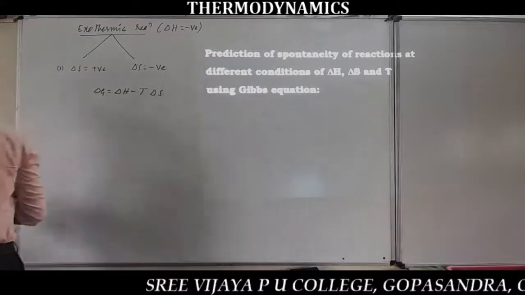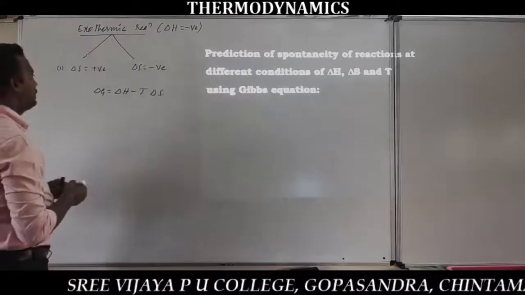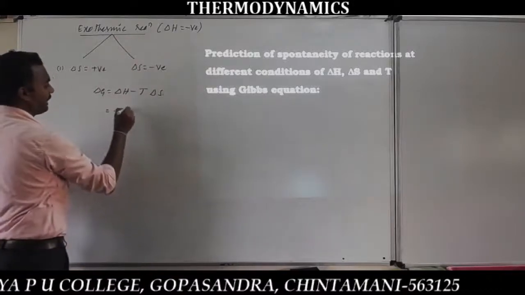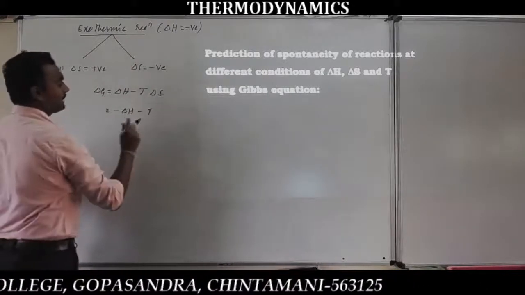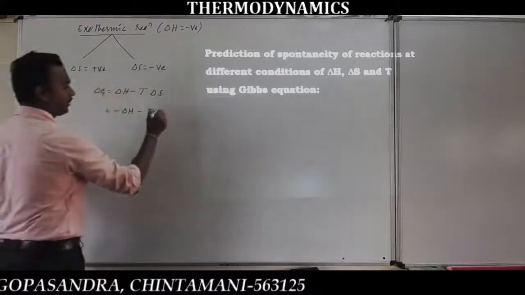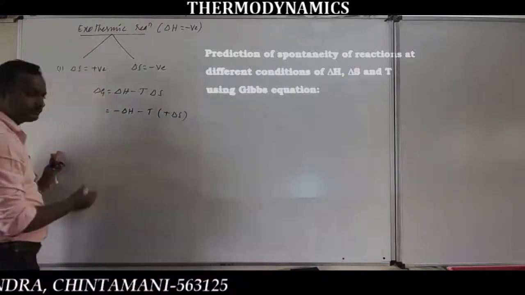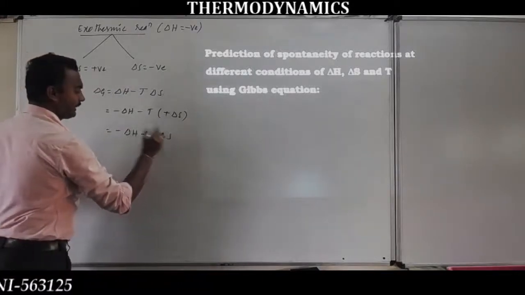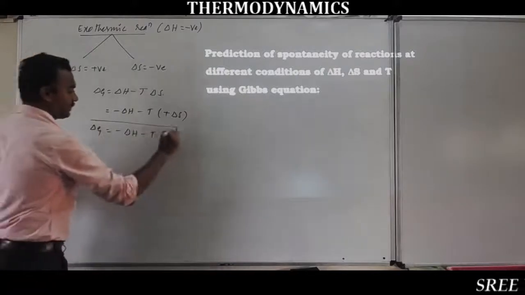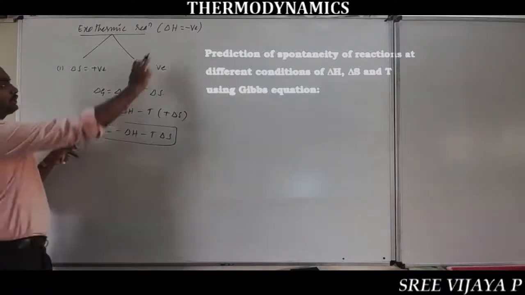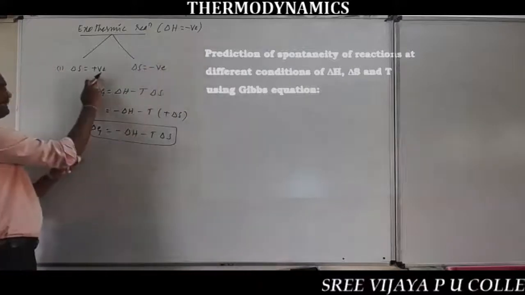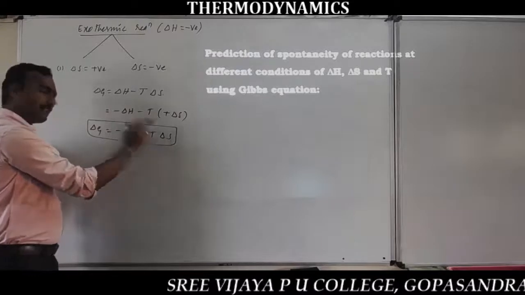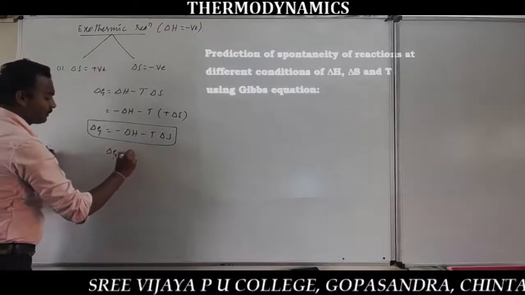That is the Gibbs free energy equation. Now, for the exothermic reaction, delta H is negative, so minus delta H, minus T into delta S. First I am going to take delta S positive. So that is minus delta H, minus T into delta S, which is the delta G equation. This is the equation under the condition of delta H negative and delta S positive. In this case, if we substitute the values of delta H, temperature, and delta S, the value of delta G should be negative.